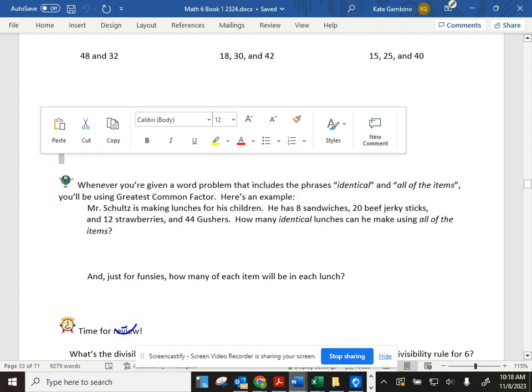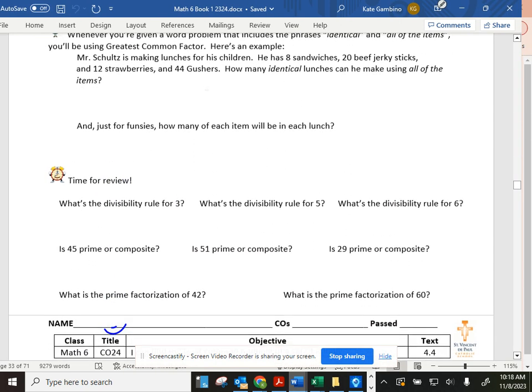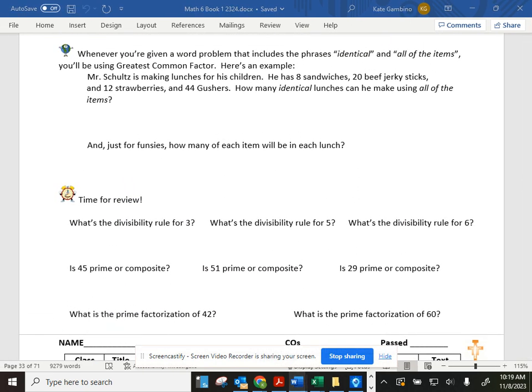Then we have some word problems. We need to be able to answer the word problems. Just look it through. Yes, 8 sandwiches, 20 beef jerky sticks, 12 strawberries. We're going to find the greatest common factor of all 4 of those numbers. So instead of doing 2 or 3 numbers, now we have 4 numbers we need to find the greatest common factor for. Still doing the same kind of math, finding the answers the same way, but now it's with the 4 numbers.